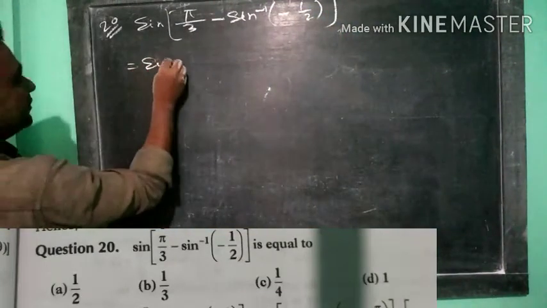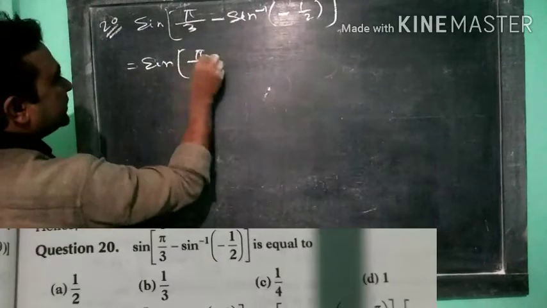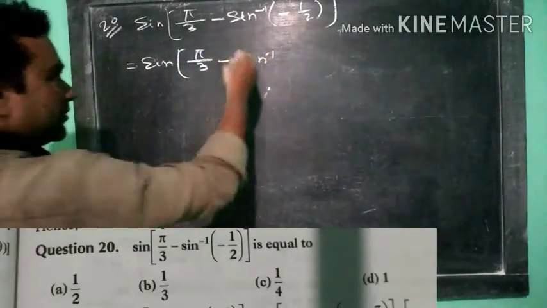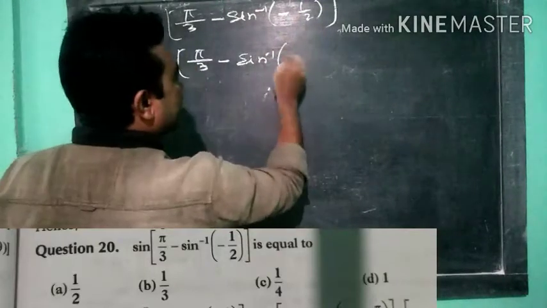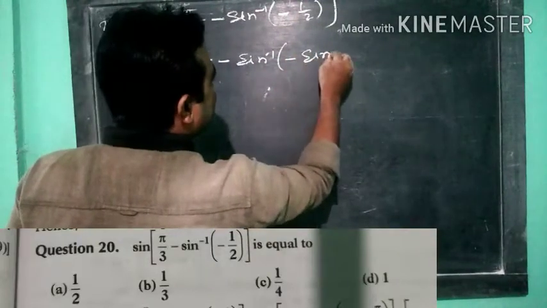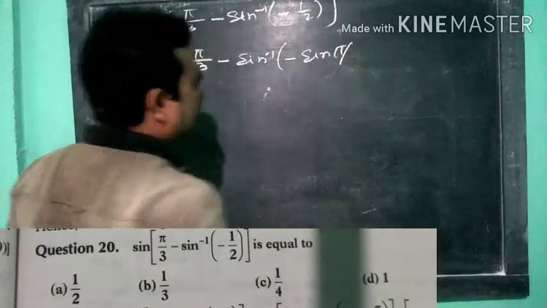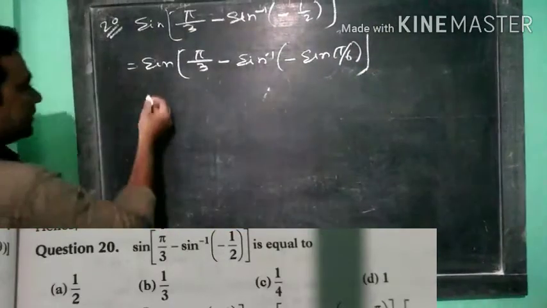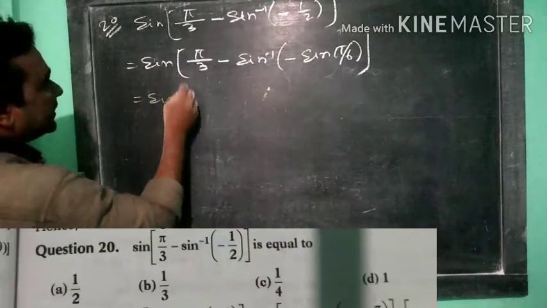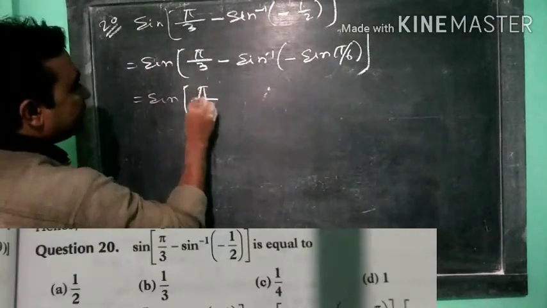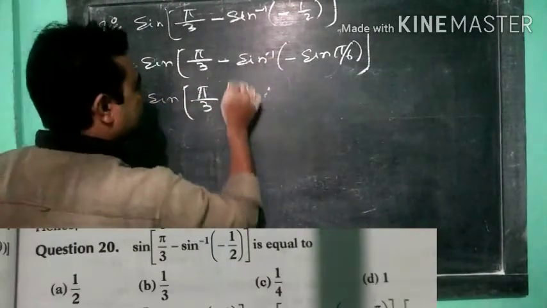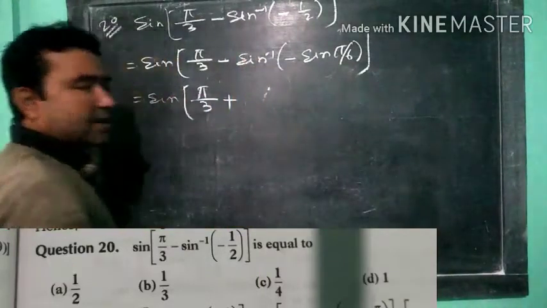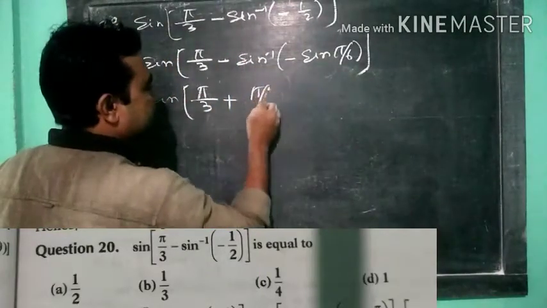This is equal to sine inverse sin pi by 3 minus sine inverse of minus, and the minus can come out. Sine inverse of half is pi by 6. So this is equal to sine inverse sin pi by 3 minus, multiplying the minus signs it becomes plus, so plus sine inverse of sin, that is pi by 6.